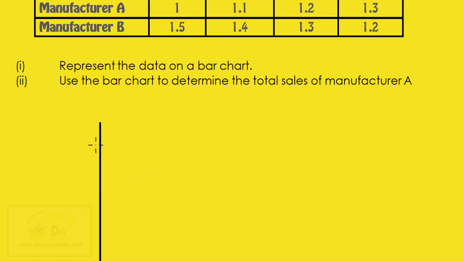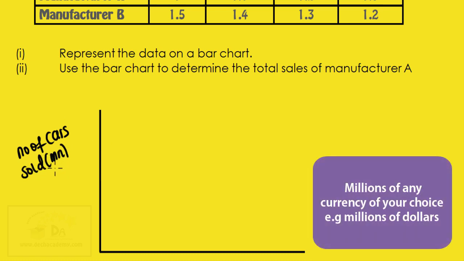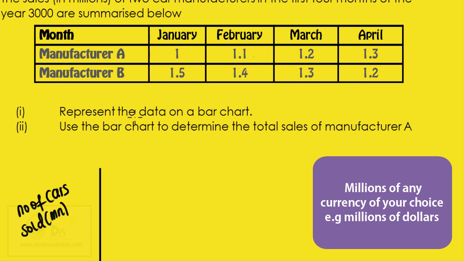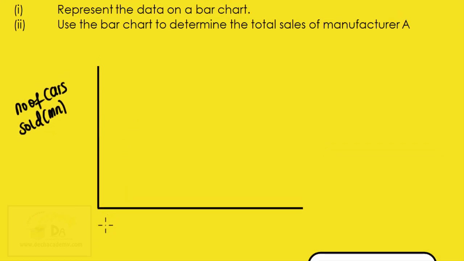So on the vertical axis, instead of writing frequency, we can write number of cars sold in millions. MN represents millions, just a short form. As you know, on the horizontal axis we'll have our categories. In this case we have 4 months, so January, and there'll be a vertical bar representing information associated with the month of January. So let's start plotting the bars.